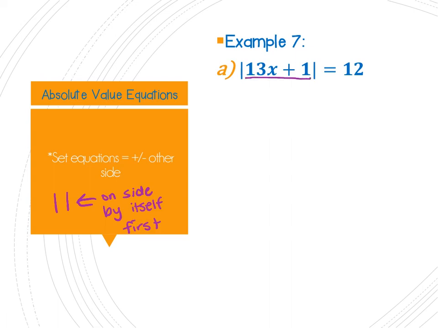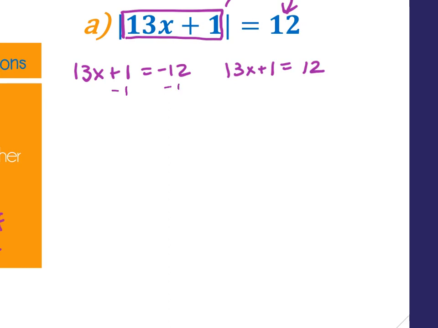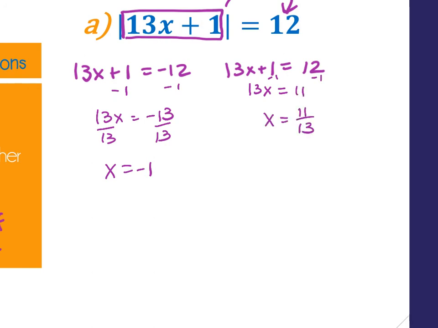Then I'm going to set whatever's inside the absolute value equal to the positive and negative version of that number. So 13x plus 1 would equal negative 12, and 13x plus 1 would equal positive 12. And then I'm just solving it twice. Subtract the 1, 13x equals negative 13, divide by 13, x equals negative 1. For the other, 13x would equal, subtract the 1, 11, and x equals 11 over 13. So the two solutions I'd have here are negative 1 and 11 over 13.